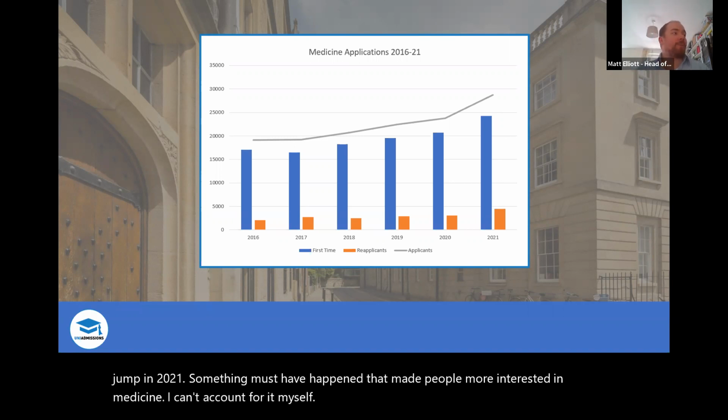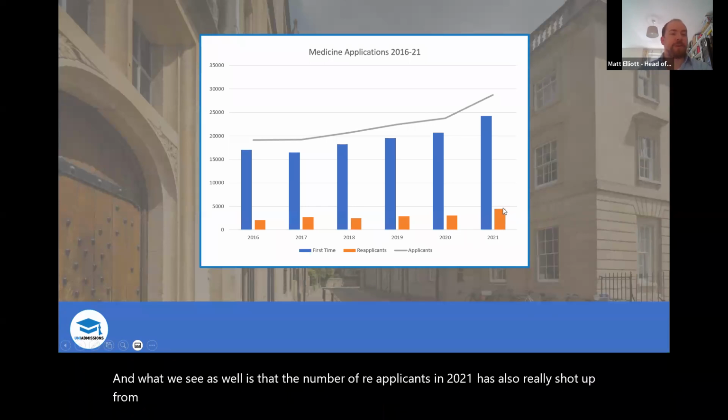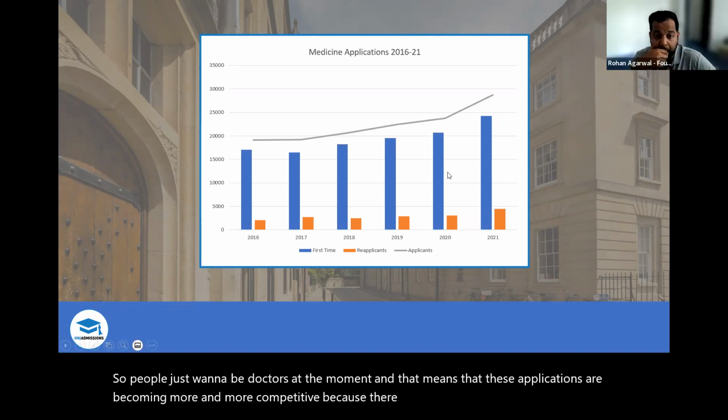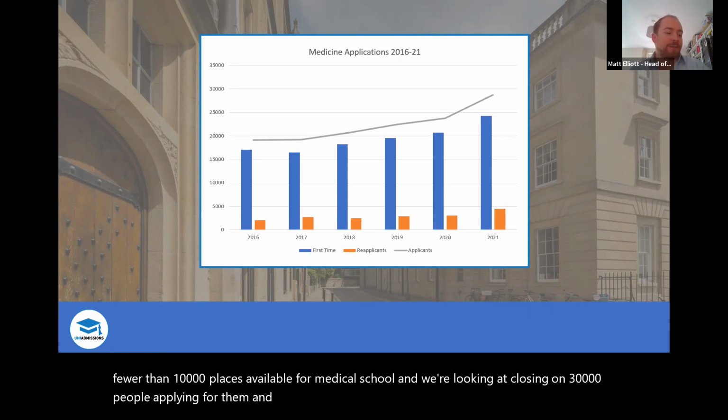And what we see as well is that the number of reapplicants in 2021 has also really shot up, from close to 3,000 to very close to 5,000. So people just want to be doctors at the moment, and that means that these applications are becoming more and more competitive, because there are at this point fewer than 10,000 places available for medical school, and we're looking at closing on 30,000 people applying for them. That's 30,000 people, 10,000 places, and some people.